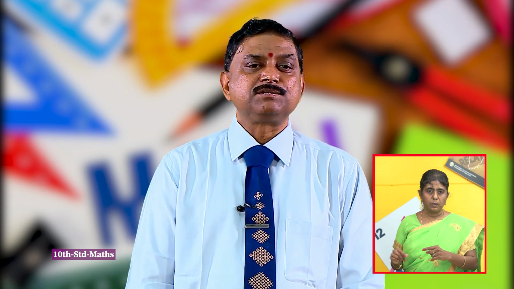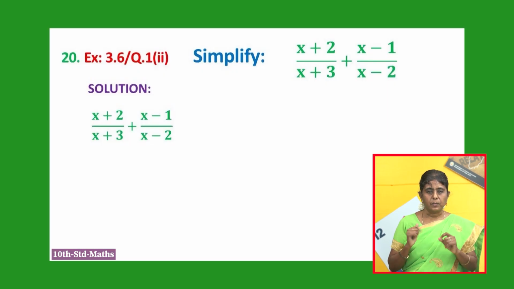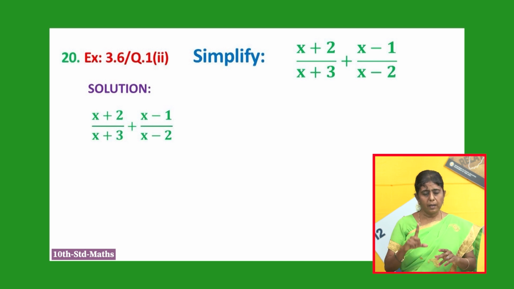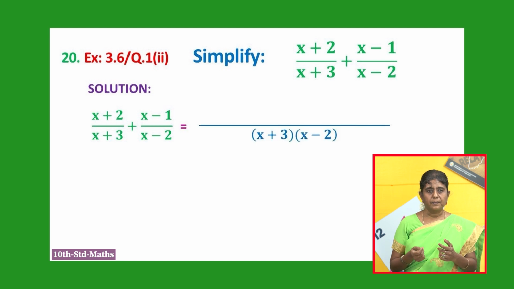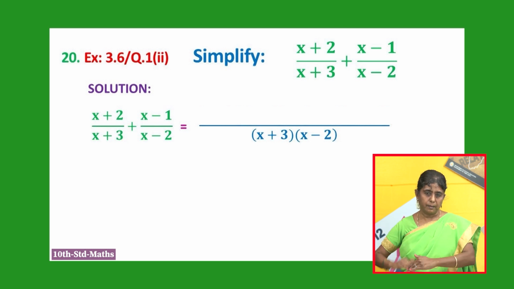I think you did this in lower classes, 3 by 2 plus 2 by 5. What did you do there? The same process we have to follow in rational expressions. So we have to multiply the denominators, that is the LCM. Even in the last classes you saw how to find LCM and GCD. Let us use the same idea. So x plus 3 into x minus 2, you have to take in the denominator.